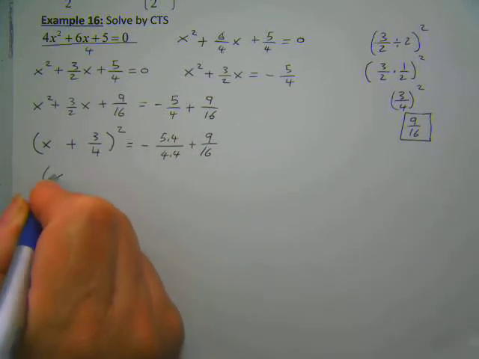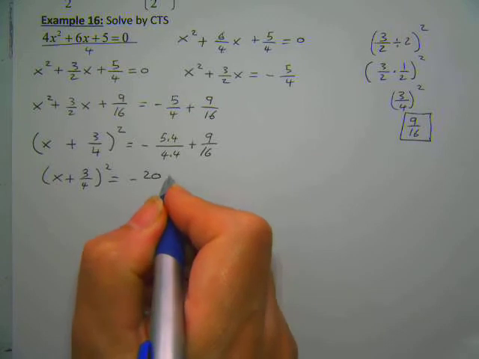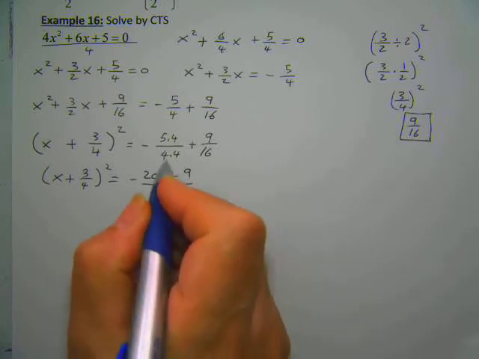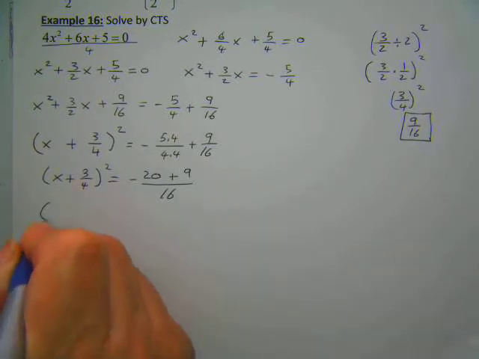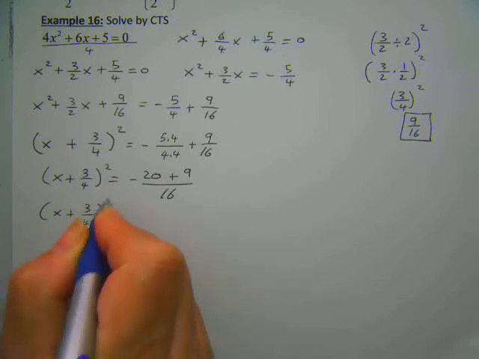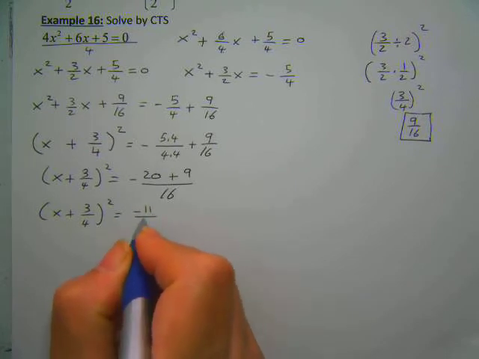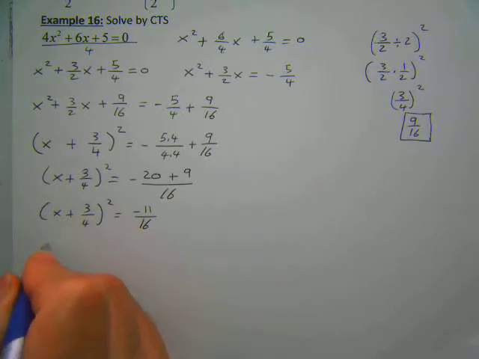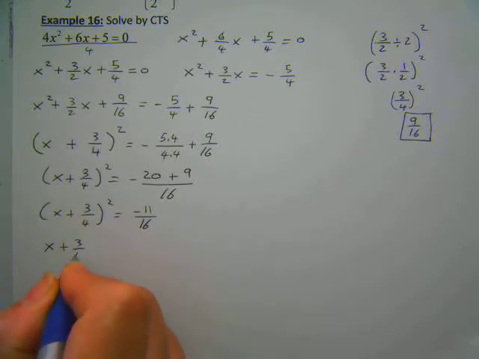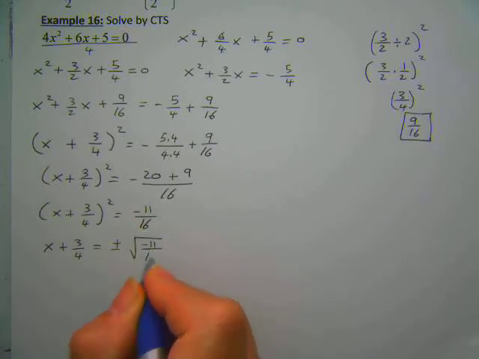So what do we get? x plus 3/4 squared is equal to negative 20/16 plus 9/16, because we did the common denominator, which is x plus 3/4 squared is equal to, subtract, negative 11/16. Okay, negative 11/16. Now the square root property tells us that x plus 3/4, whatever is squared, is always equal to plus or minus the square root of negative 11/16.